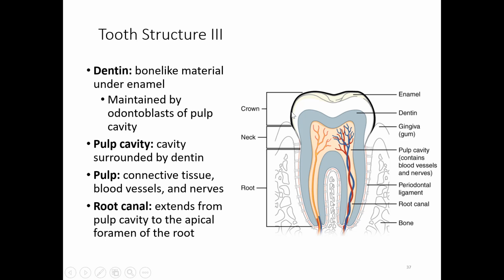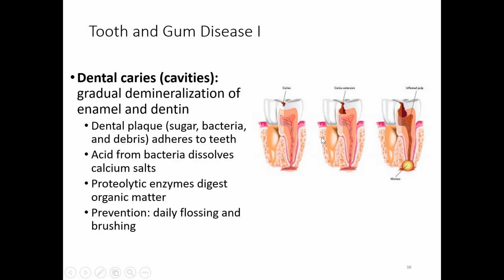Dentin, a bone-like material, is maintained by cells called odontoblasts. And odontoblasts are located in the very center, which is called the pulp cavity. That pulp cavity contains connective tissue and also blood vessels, arteries and veins, and nerves. Both arteries and veins enter right here, and that would be the root canal of the tooth.